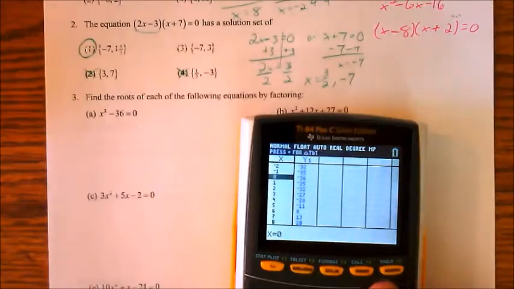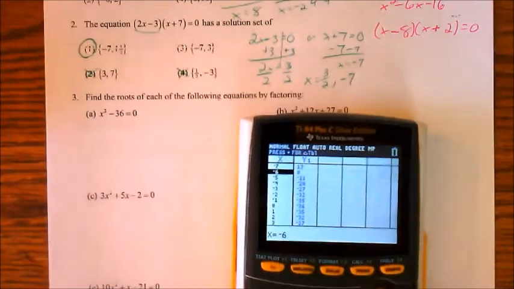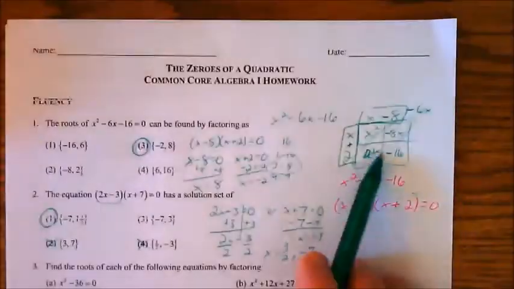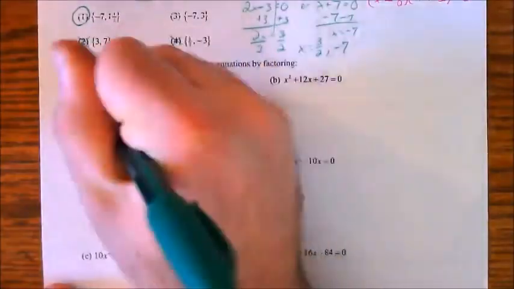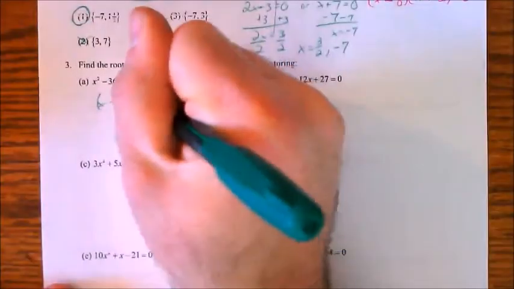So for these, I'm going to go fast. Again, you can do the visual. You could do it this way. I'm going to just go through the answers.